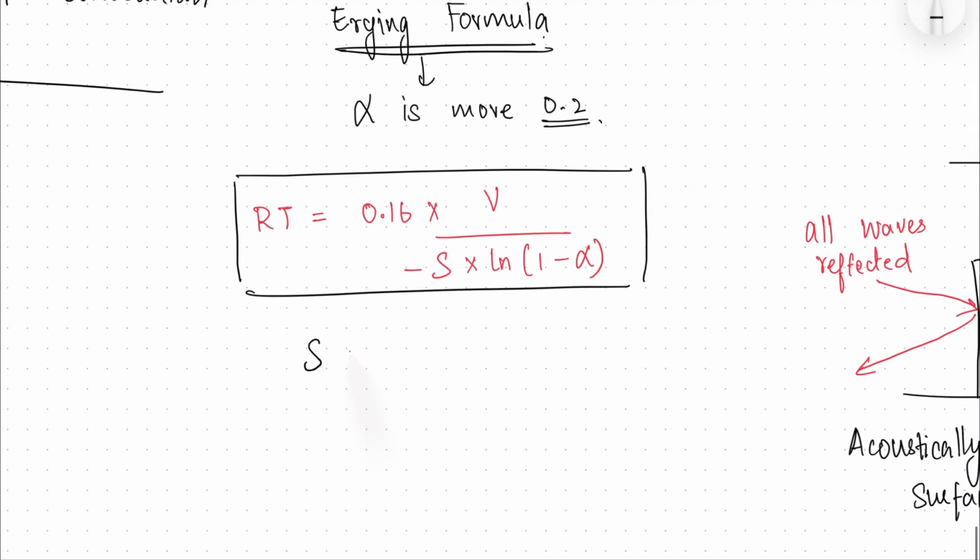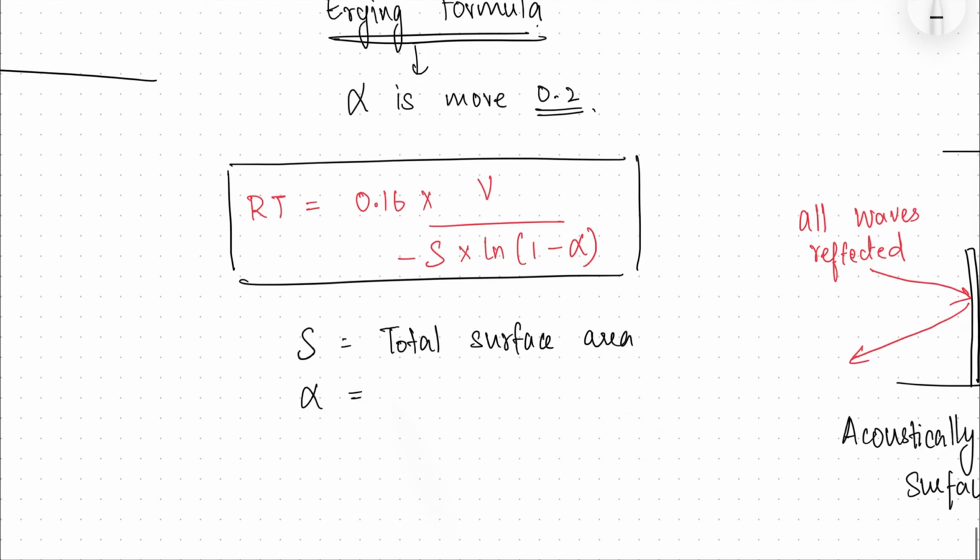because this could give you a different RT and you might lose marks. So that's why I'm telling you. S is the total surface area, alpha is the absorption coefficient, V you know, RT you know, and ln is the natural logarithm.